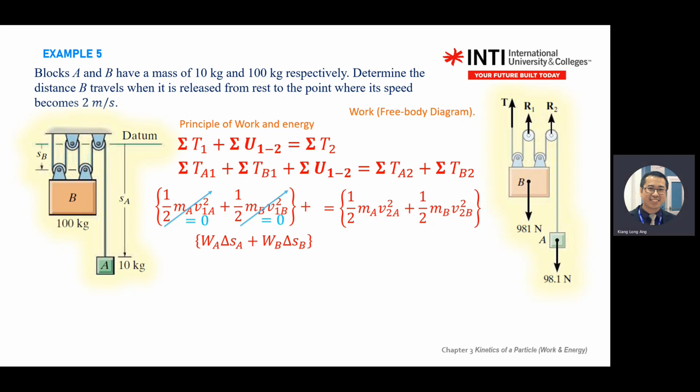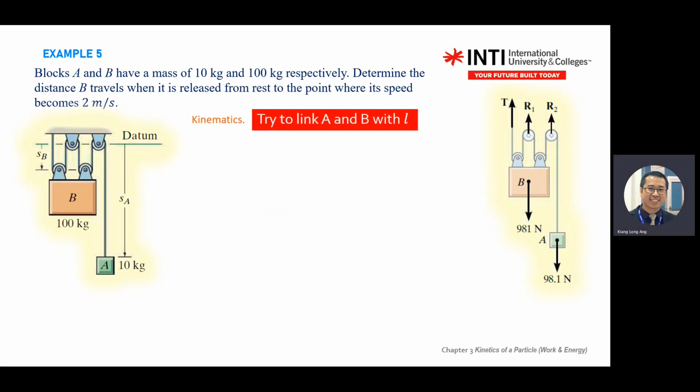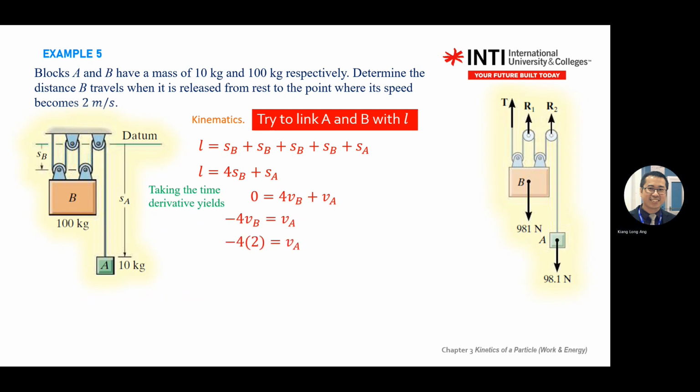Normally students will get stuck here. They don't know how to move forward. The keyword is both objects start from rest. Okay, then you have the change of distance traveled between the two bodies. You continue to link what you learned in your pulley system, total length. You differentiate, you get the velocity between A and B. When you know your velocity of B becomes 2, you get your VA. Once you get your VA, you know your VB. Substitute back to the equation just now.